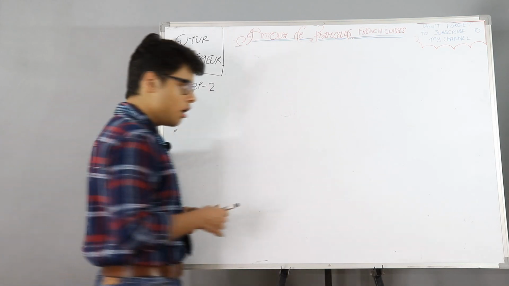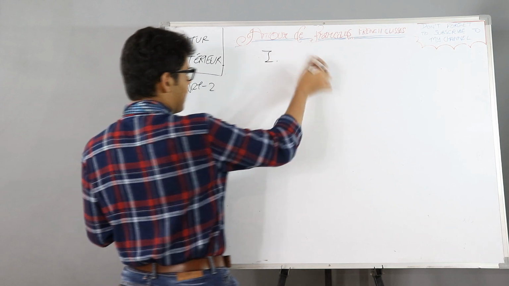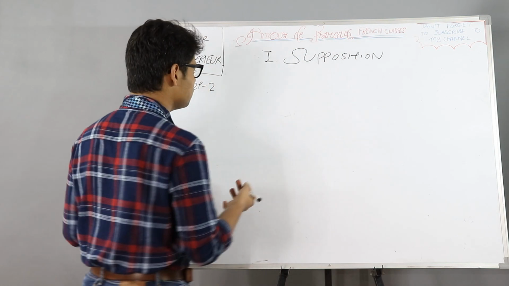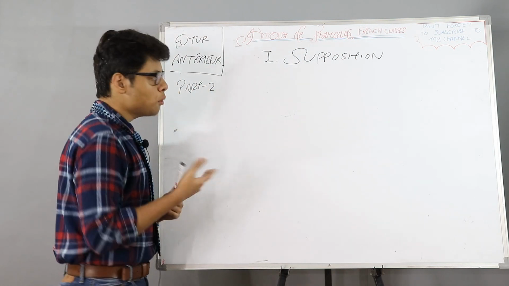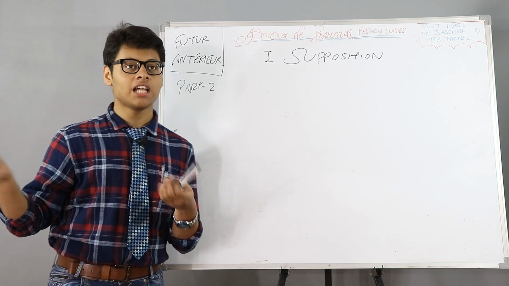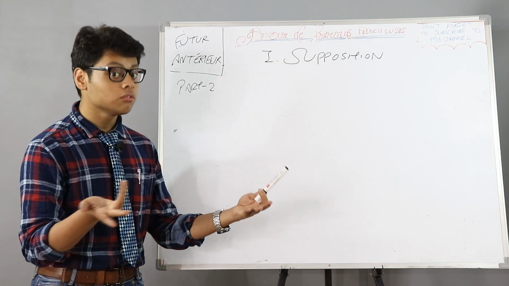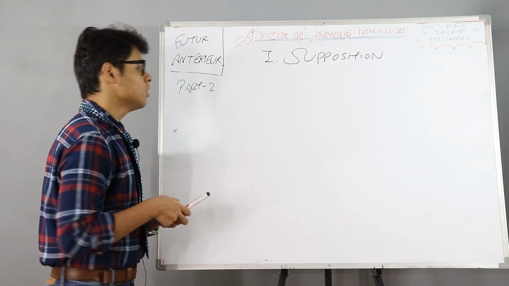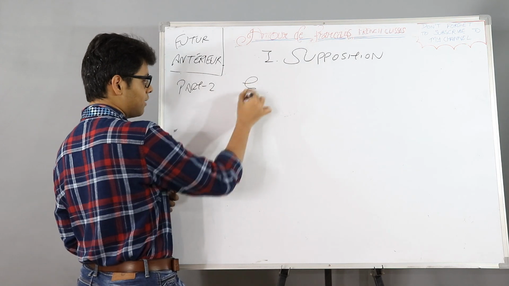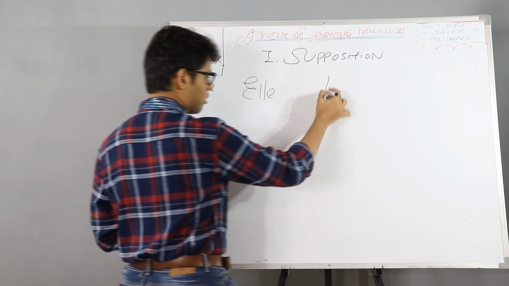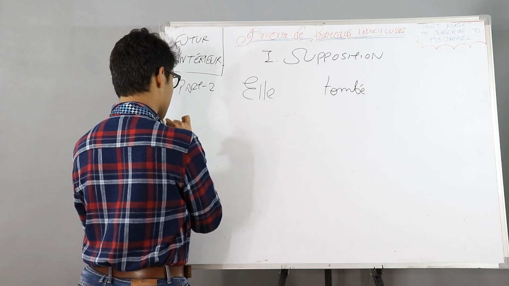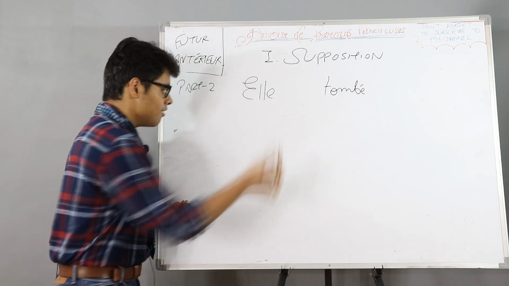The first use which we are going to take is supposition. What does supposition mean? You are supposing something, that the thing which might have happened, like suppose it happened. So let's have an example. Elle tombe. Fill in the blank.